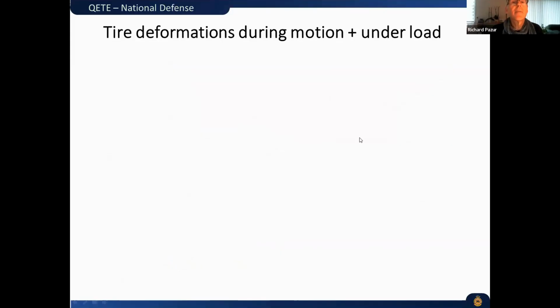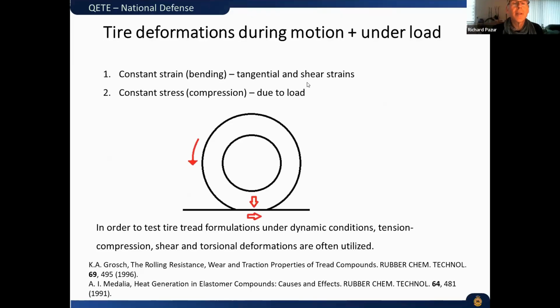Let's talk about tire deformations during the motion of a tire. Here, tire deformations. So a tire, of course, I had a heck of a time trying to find pictures of tires and what I wanted, so I had to draw one myself.